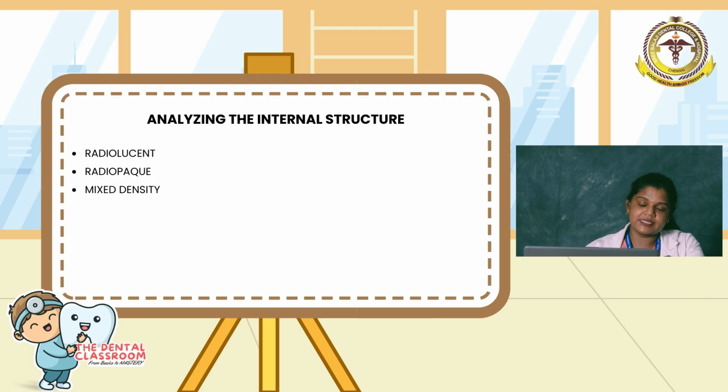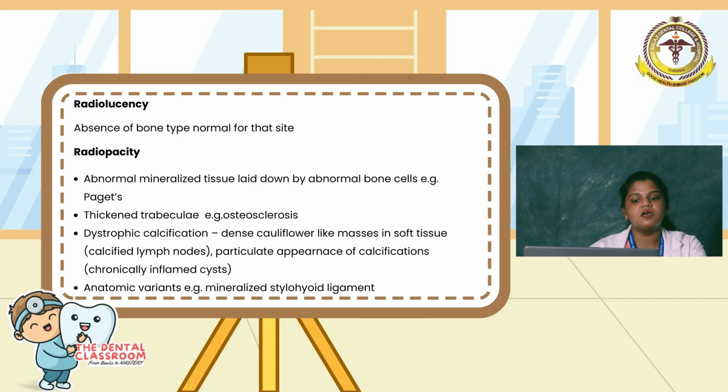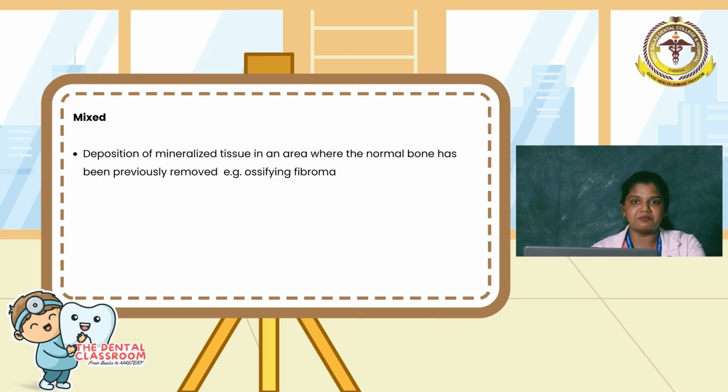The next step is to analyze the internal structure. The internal structure can be radiolucent, radiopaque, or of mixed density. That is, it has both radiolucent and radiopaque components. Radiolucency is due to the absence of bone, which is normal for that site, and radiopacity can be due to abnormal mineralized tissue, which is laid down by the abnormal cells. Thickened trabeculae, as seen in cases of osteosclerosis, can be dystrophic calcification or anatomic variance, for example, mineralized stylohyoid ligament. And mixed is due to the deposition of mineralized tissue in an area where the normal bone has been previously removed, for example, in cases of ossifying fibroma.